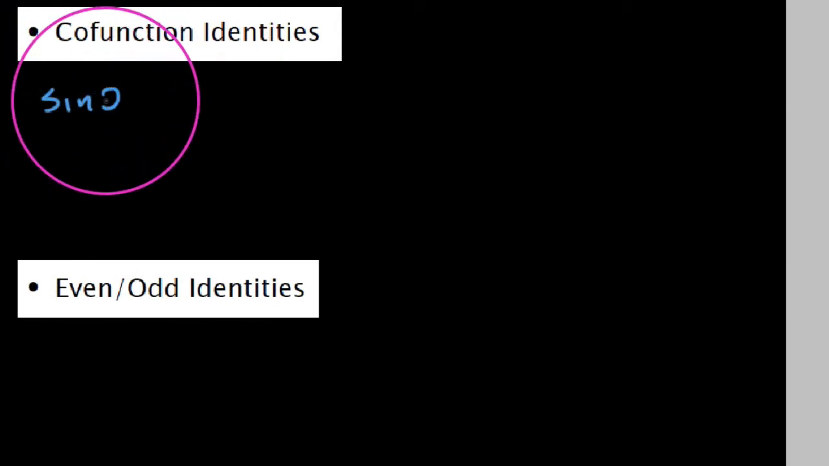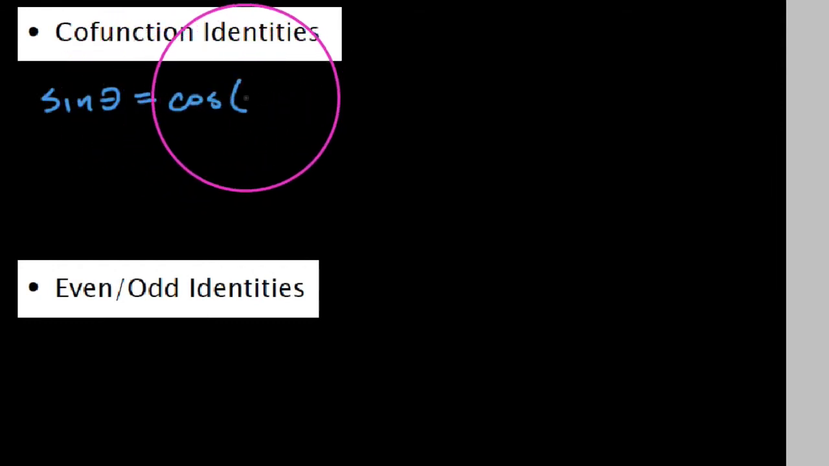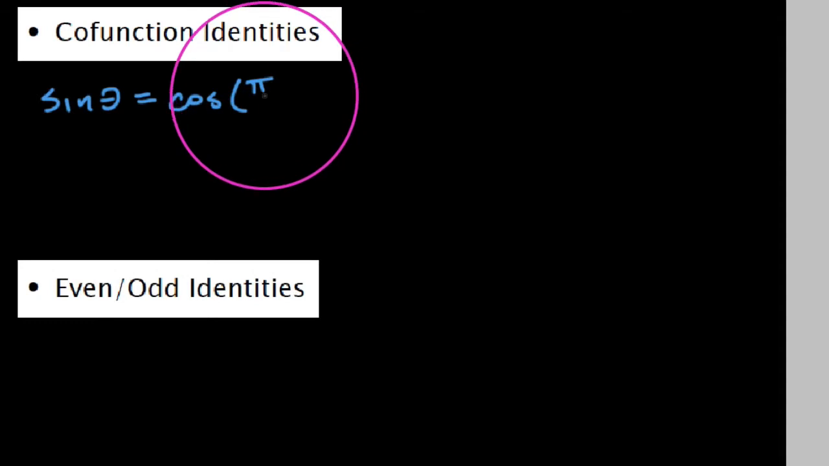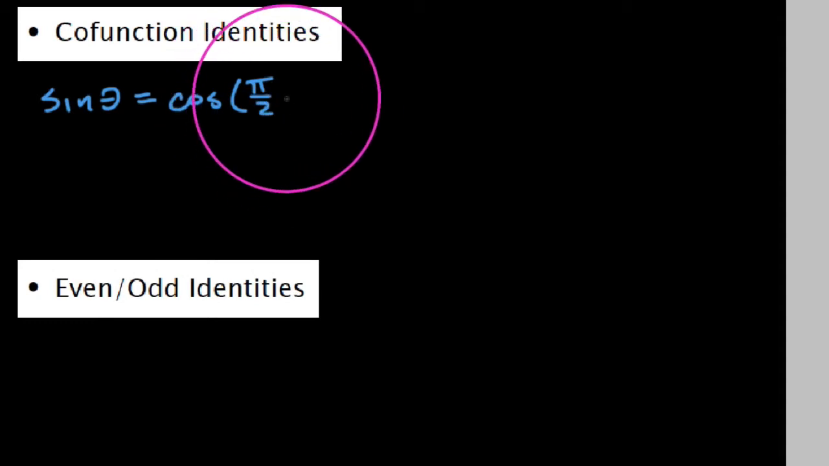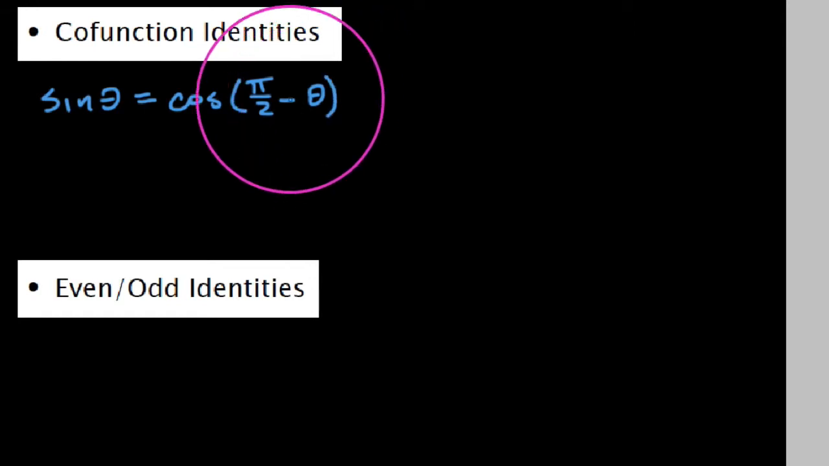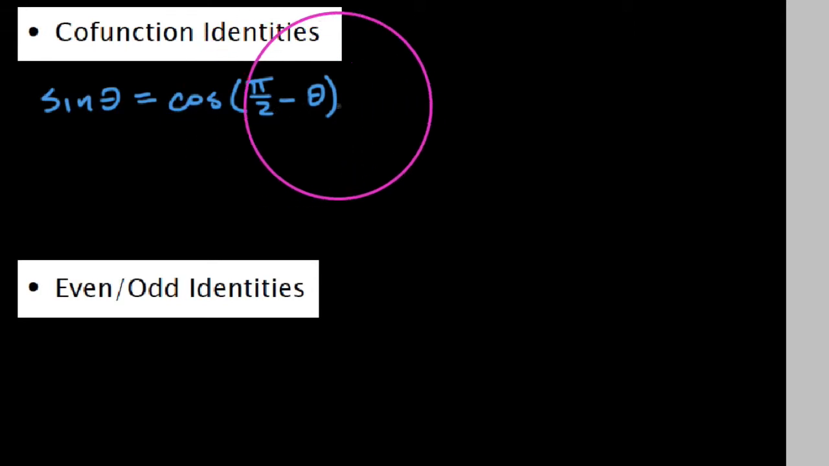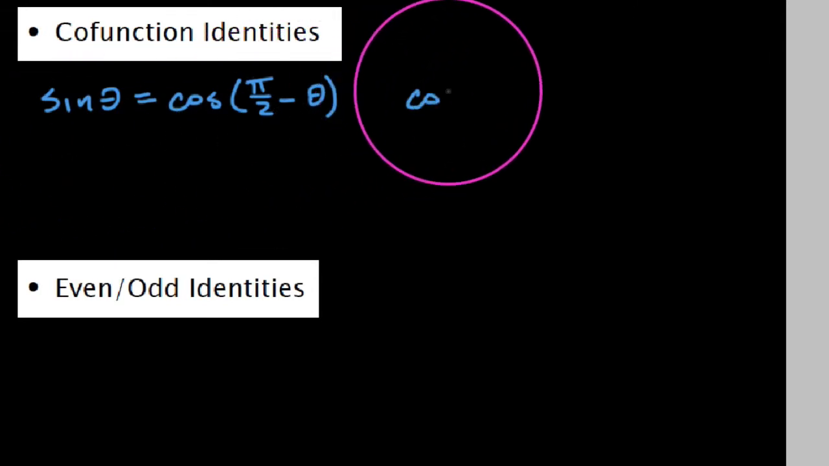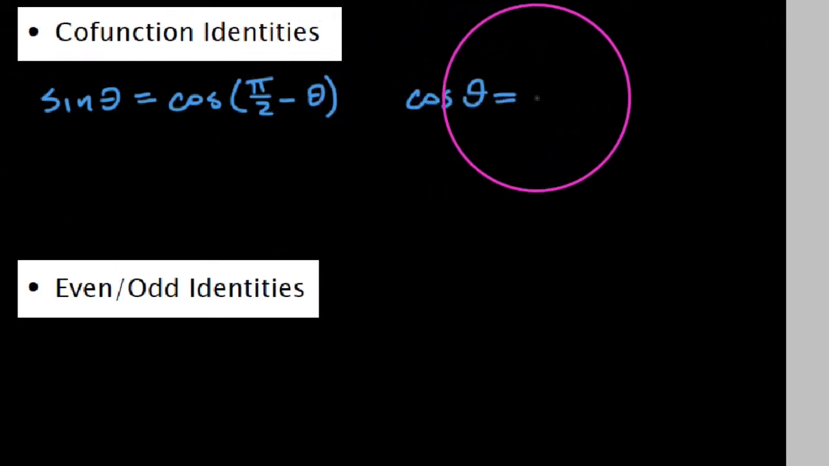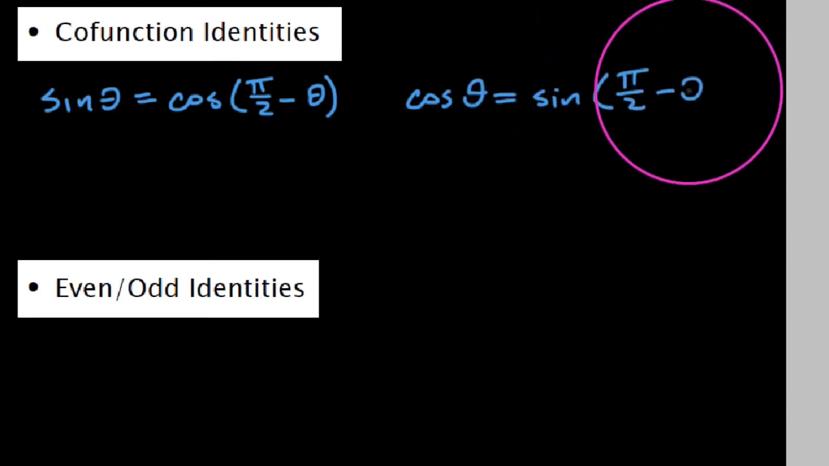So as far as our cofunction identities, we just need to remember that the sine of an angle theta will always be the same as the cofunction of its complement. The cofunction would be written as the cosine, and the complementary angle would be 90 degrees minus the original angle theta, or you could say pi halves minus theta. This is also true with our cosine. The cosine of an angle must be the same thing as the sine of its complement, so this would be true also.